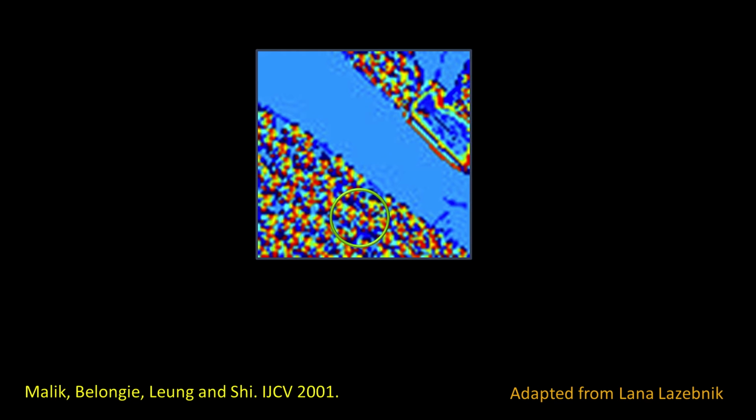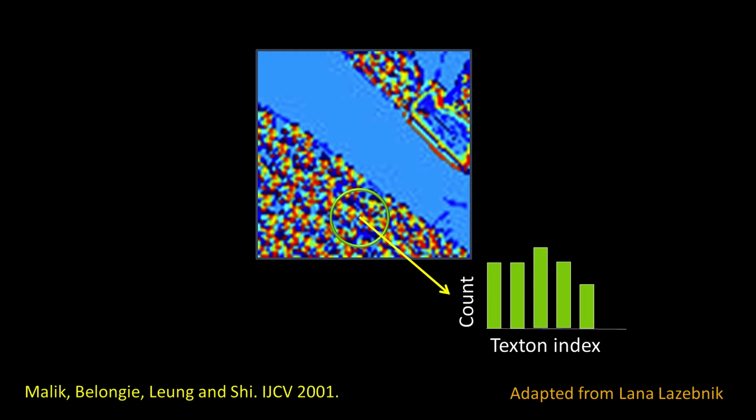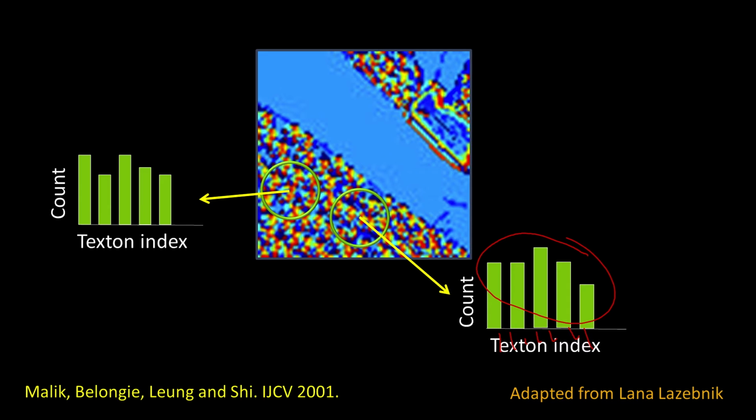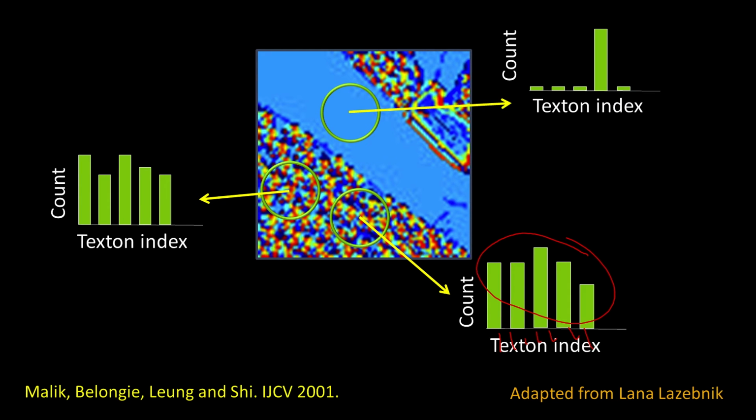So here's a little circular window, and we compute its texton histogram. Okay, so now we've got a whole bunch of different textons, and this is the count of the number of those textons. So I get a histogram at every window. So here's another window, and it has kind of a similar histogram. And here's a third window. Well, its histogram looks nothing like that. And the idea is that you're now going to cluster in the histogram space of these textons in order to be able to get your segmentation.